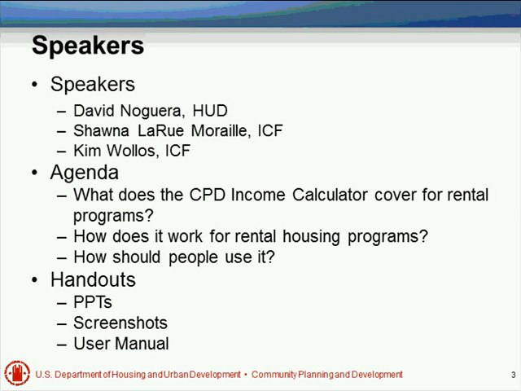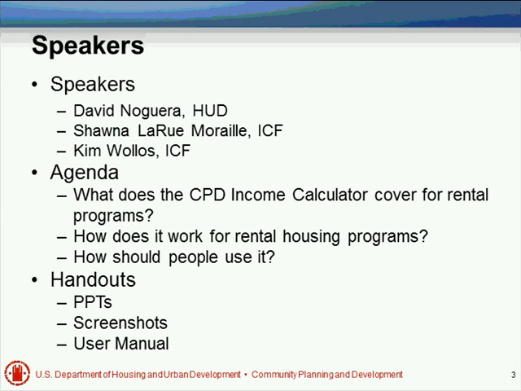Our quick agenda is to make sure that we cover the income calculator related to rental programs. These are rental programs that might be a HOME program, a HOPWA program, or CDBG, some of which might have a voucher component, which is part of our presentation. We want to make sure that you know how to use the calculator for these rental programs, how you should use it, and how your partners should use it: subrecipients, developers, that type of thing.